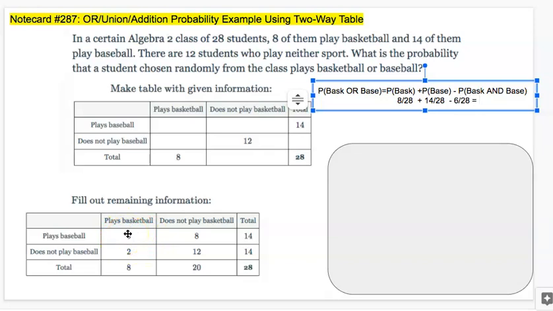which would give me 16 28ths. 8 plus 14 minus 6, yep. And those both divide by 4, so it'd be 4/7 is the answer. Okay, so the answer is 4/7.